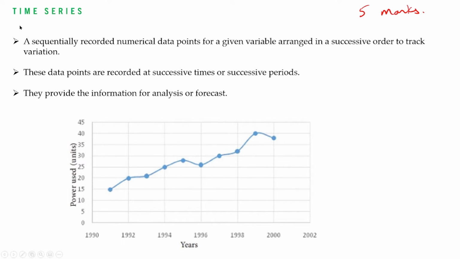Now first we will see what is time series. A time series is a sequentially recorded numerical data points for a given variable, which is arranged in successive order and that is used to track variation. So say for example, if we have the data for temperature for every hour, it is a time series data.